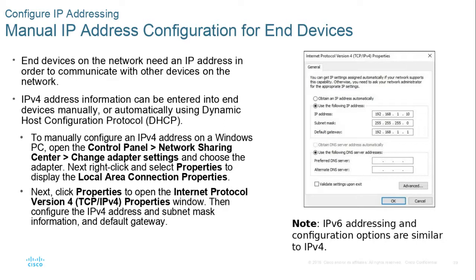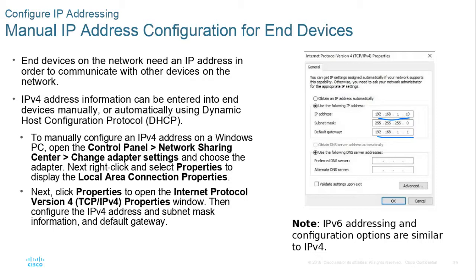End devices need an IP address if they want to communicate with other devices. Typically, we'll call the first PC PC-A and the second PC PC-B when we have our test labs. The first PC will normally be 192.168.1.10, and the second PC will typically be 192.168.1.11. And typically our default gateway will be 192.168.1.1.